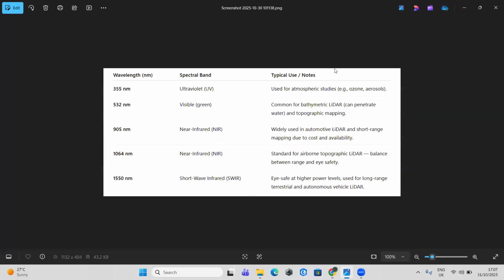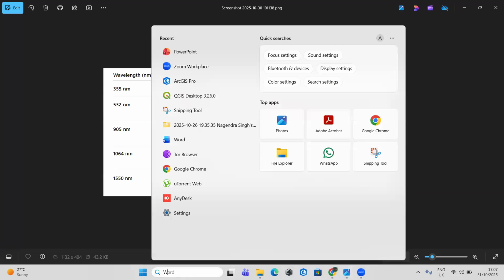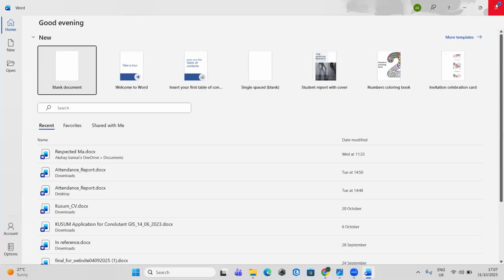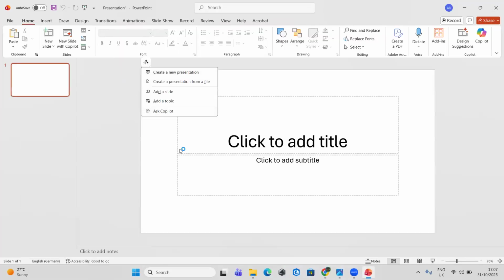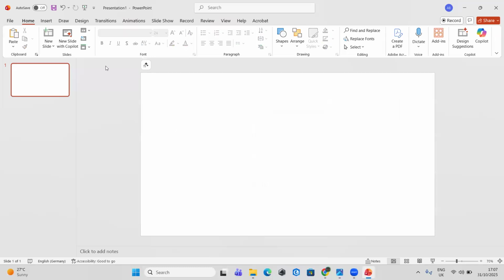So what LiDAR's principle is, is this. For example, this is a sensor and maybe it is placed on an aeroplane. It can be a drone. It can be a satellite, so this is in the sky, or if this is the ground, you can even place the LiDAR on a tripod on the ground.